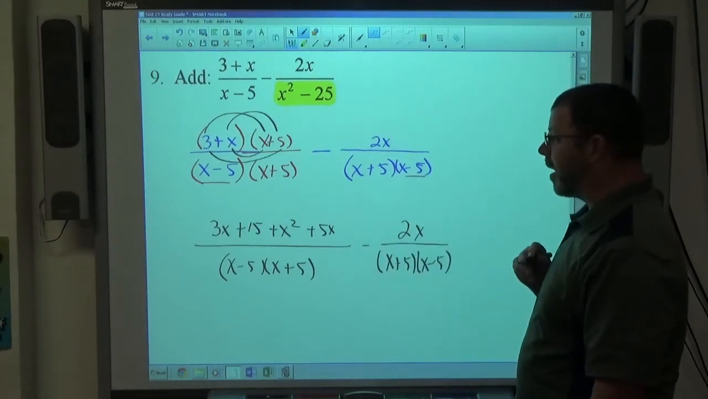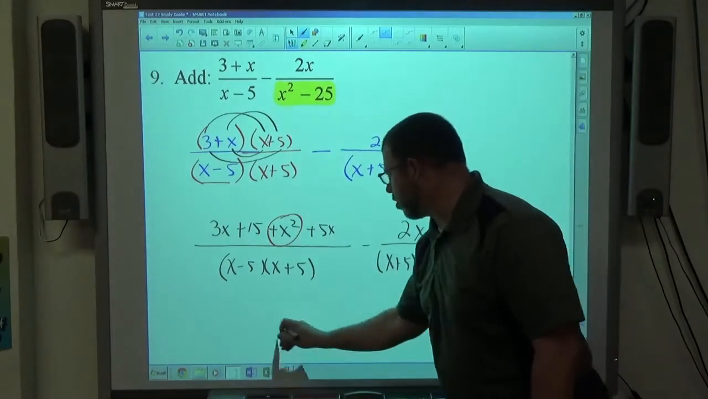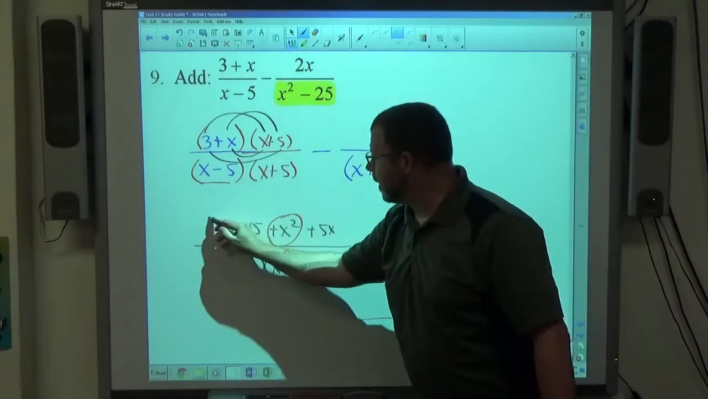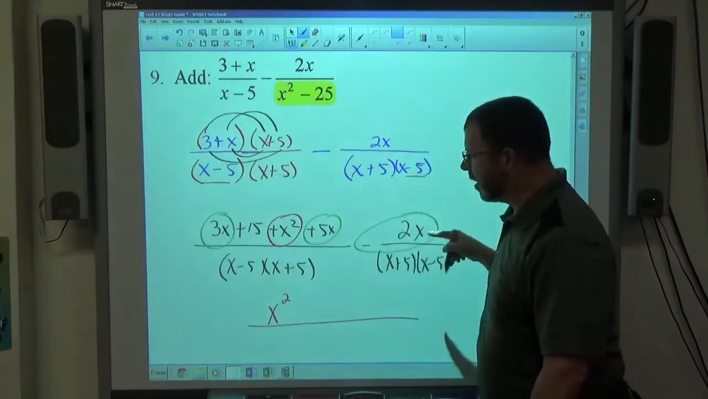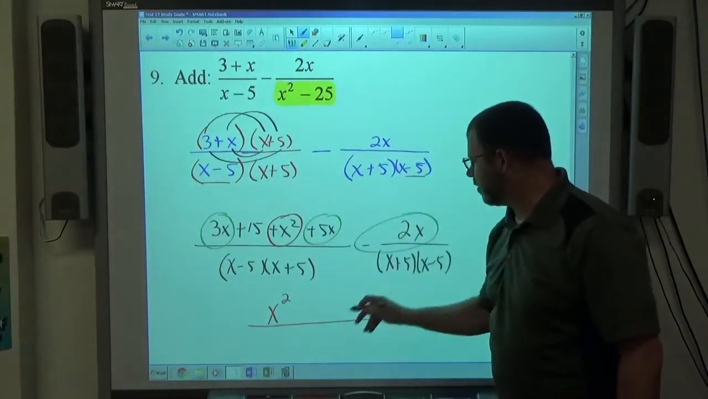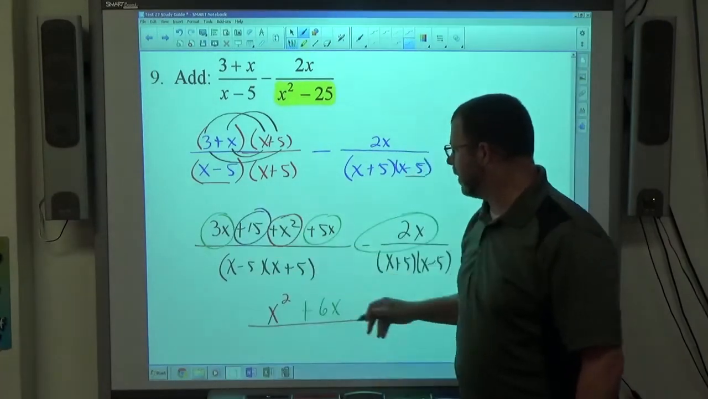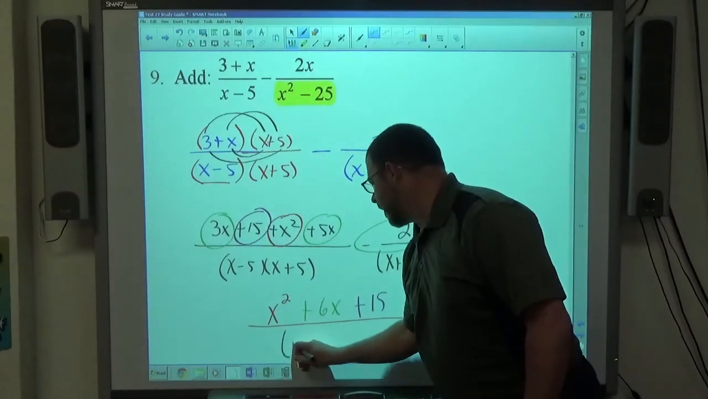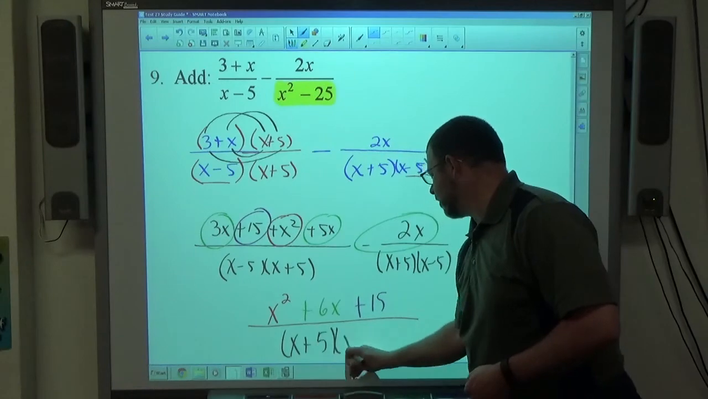All that's left to do now is to combine like terms. Looking at like terms, x squared is the only x squared term on top, so that's just the squared term. I've got plus 3x, plus 5x, and minus 2x. So all three of these x's, 3 plus 5 is 8, minus 2 is plus 6x. And then I've only got plus 15 as my only number, so plus 15. And then that's all going over my common denominator, either x plus 5, x minus 5, or x minus 5, x plus 5. It doesn't matter the order.